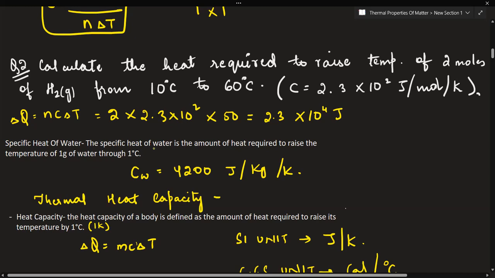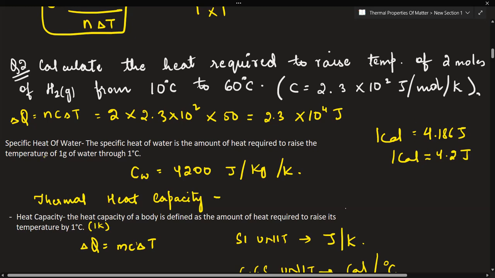So this is by definition equal to 1 calorie. One more thing, if you have to convert calorie, 1 calorie is equal to 4.186 joules, which you can write as 1 calorie is approximately equal to 4.2 joules. Sometimes this is used, sometimes that. The way you write acceleration due to gravity, sometimes 9.8 meter per second squared, sometimes 10 meter per second squared, similarly you can write the conversion of calorie into joules.